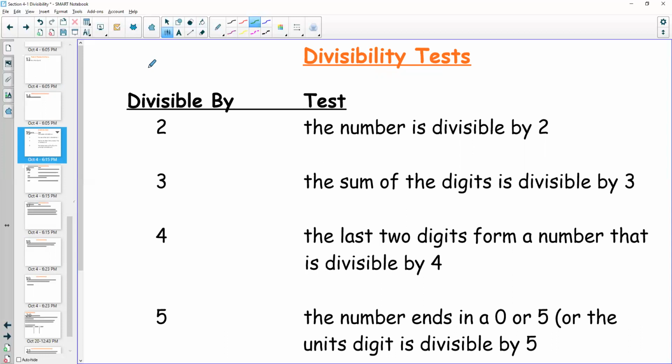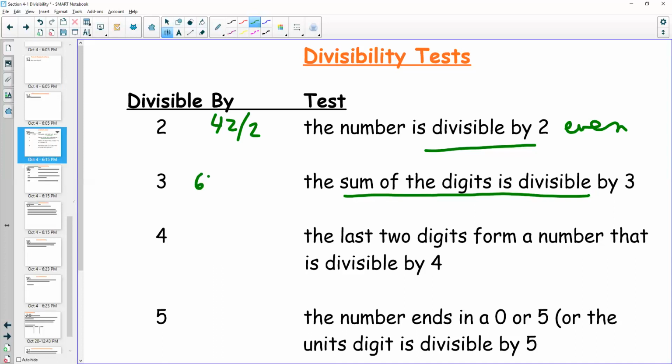So a number is divisible by 2 if it's even, basically. So I can do 42 divided by 2. This is any even number. A number is divisible by 3 if the sum of the digits is divisible by 3. So let's take a number. Let's take 621. 6 plus 2 is 8, plus 1 is 9. 9 is divisible. 3 divides into 9. So 3 also divides into 621.